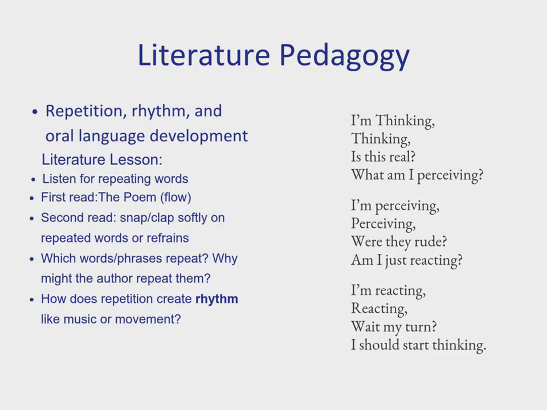Next, we have some literature patterns. Have them read this poem, or you can find another age appropriate poem that has a lot of repetition and rhyme. Have them read it just for the flow, or you read it for them, or have them read it in groups. Then have them read it again, but to snap or clap or stomp whenever they hear repetitive words. And then later, after you've gone through it, you can ask them which words or phrases were repeated and why do they think the author repeated those words or phrases.